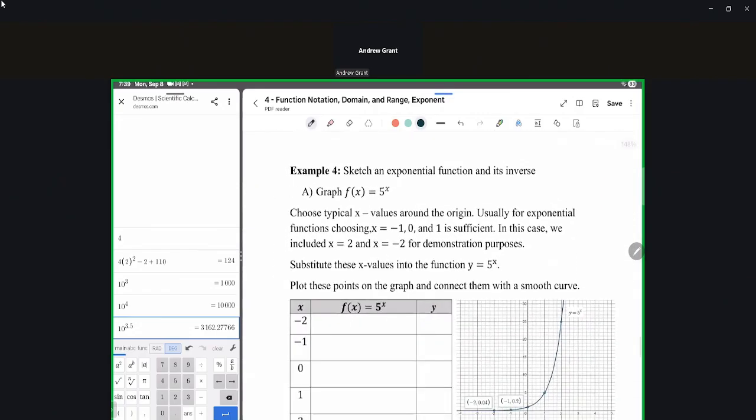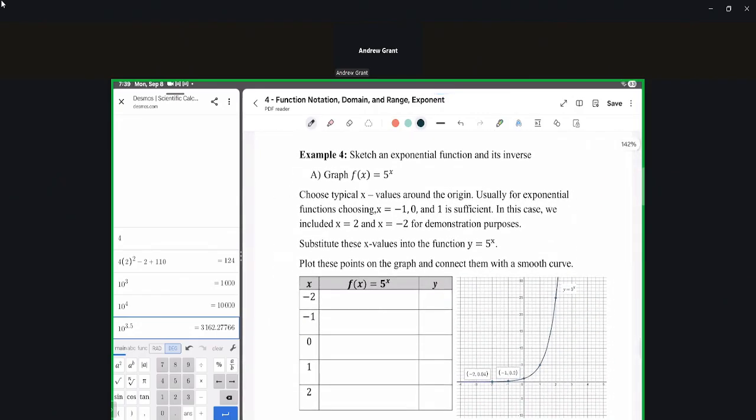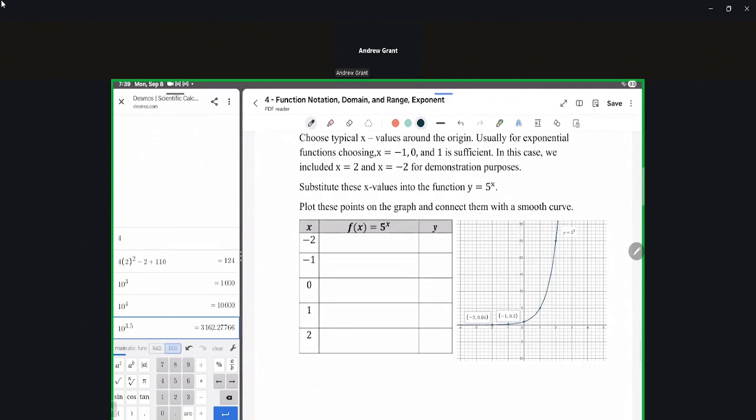Okay, so we're going to sketch an exponential function and its inverse. We're going to graph f of x is equal to 5 to the power of x. We're going to choose typical x values around the origin. Usually for exponential functions, choosing x equals negative 1, 0, and 1 is okay. In this case, we'll choose x equals 2 and x equals negative 2. We're going to substitute each of these values, graphing the values from negative 2 to 2.